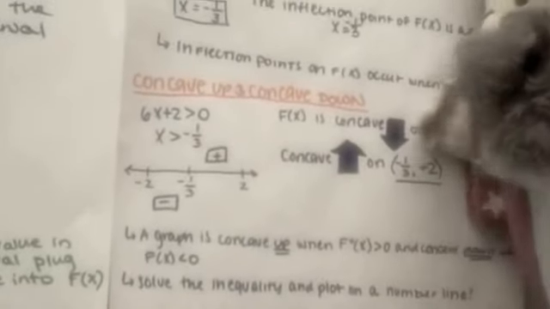So we know that f of x is concave down from negative 2 to negative 1/3, and concave up from negative 1/3 to positive 2. And this is how we know where it's concave up and concave down.